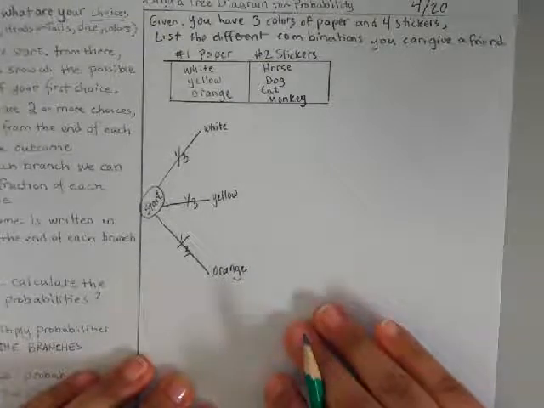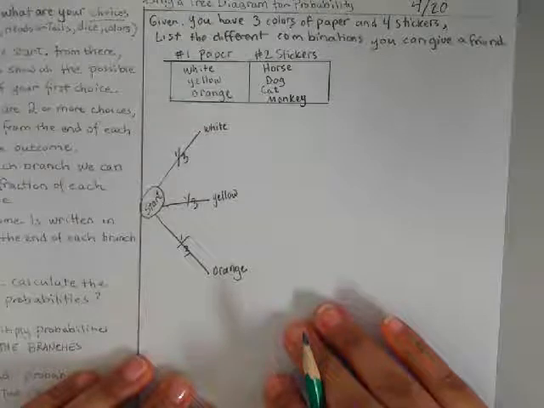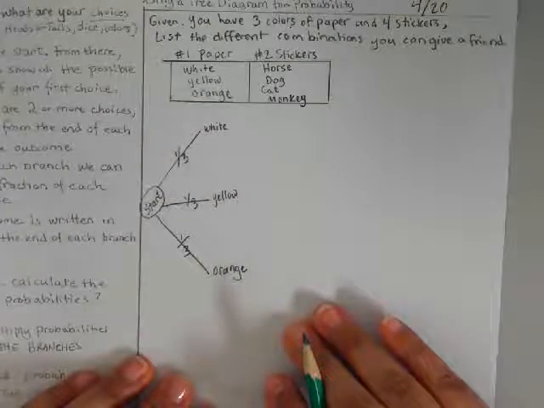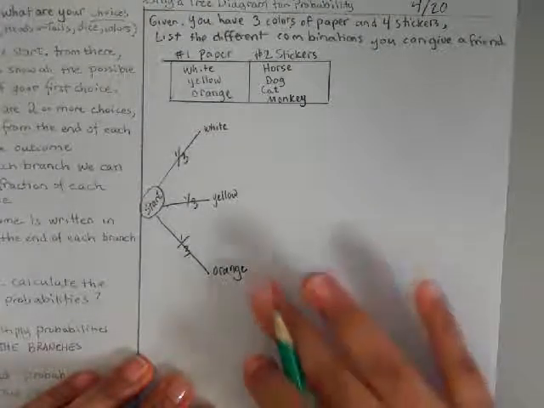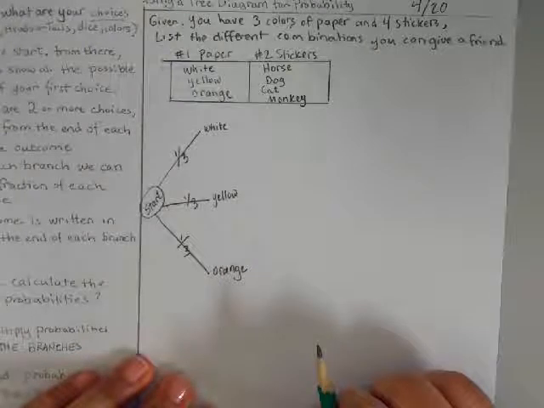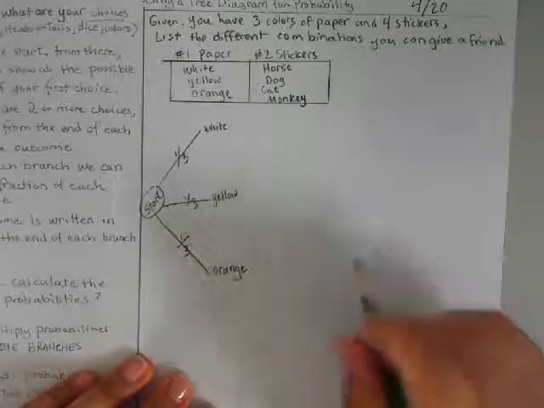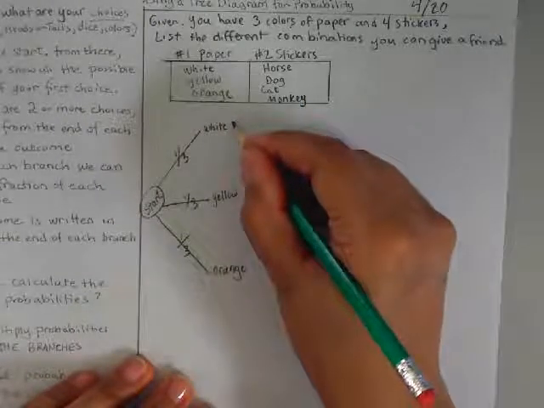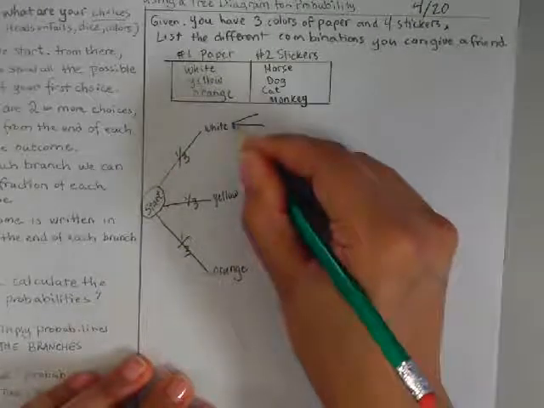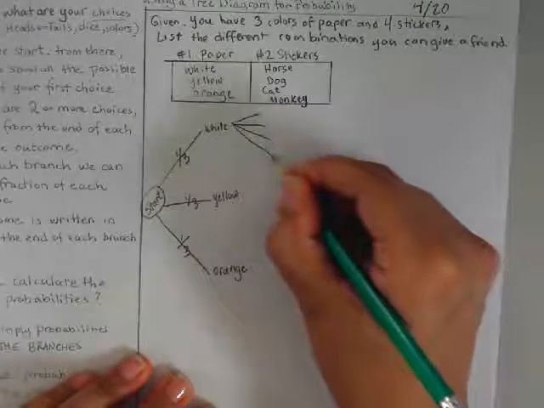We looked at the second event, the stickers. So we've got horse, dog, cat, and monkey. From that, we know we have 4 different options. So from the end of each of these branches, we need to branch out again as many times as the second event has options. So from each of these, we're going to draw out 4 different options.